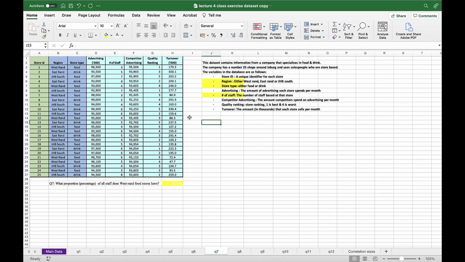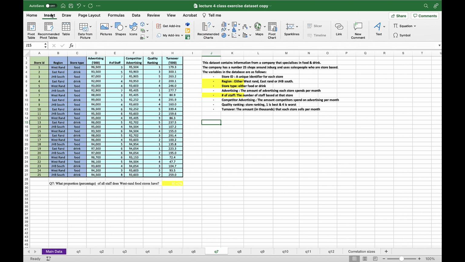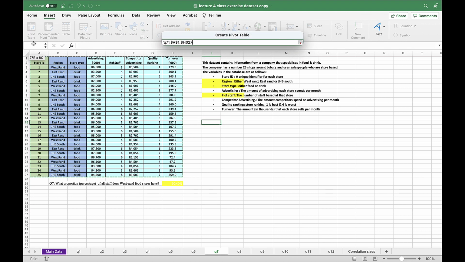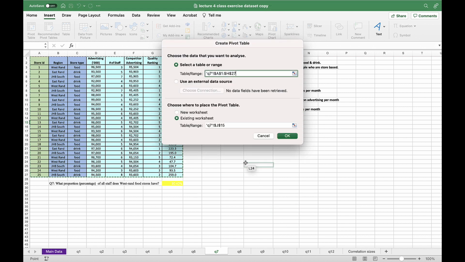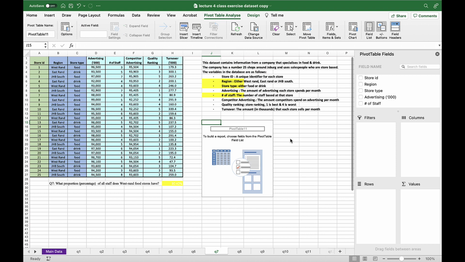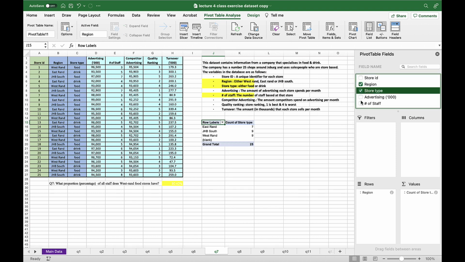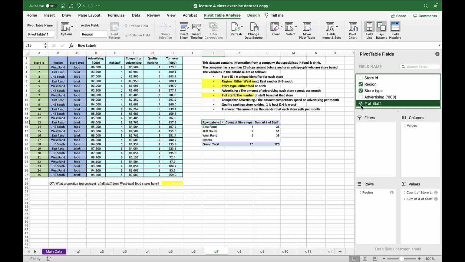So I'm going to insert a pivot table. I'm going to highlight the table I'm looking at and say OK. And now I'm going to click on region, store type, and number of staff. Now it's giving me a table with information, but it's not the type of information I want. I need to change something.